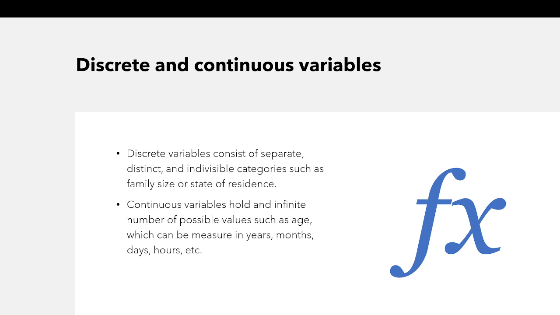Continuous variables, on the other hand, hold an infinite number of possible values, such as age. If I ask you how old you are, you might tell me maybe you're my age, maybe you're 35. But we can measure age in years, months, days, hours, minutes, seconds, milliseconds, so on and so forth. There's an infinite number of possible values. So if I set myself up against someone else, I'm 35, that person's 35, but then you find out that person's birthday is in September while my birthday is in August, then we're starting to break down that variable into an infinite number of possible values.